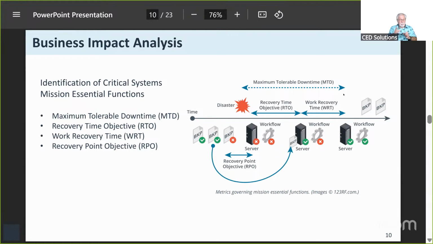And a lot of these milestones and values need to be determined prior to any kind of incident occurring. It's very important that you understand this when any type of incident occurs, let's say a crash of a system.